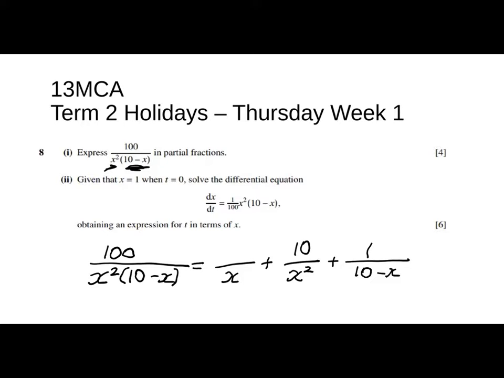To get the last term, I need to match the coefficients, and when I do that, I end up with a equals 1. So that's the first part done. So it's 4 marks. If you've got questions on how I did that, just leave me a comment, but it's not worth going through more slowly, I don't think.